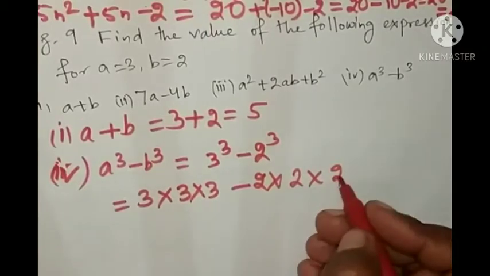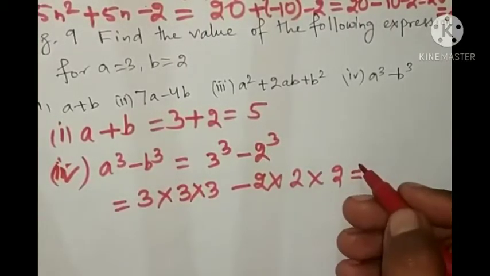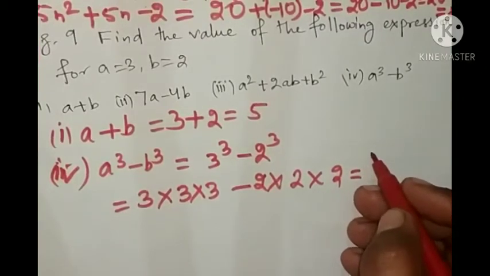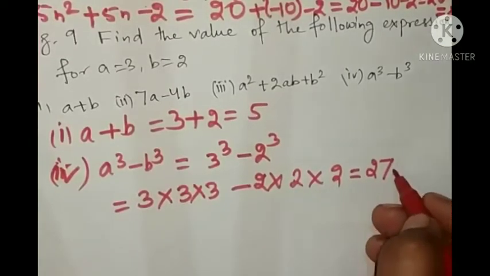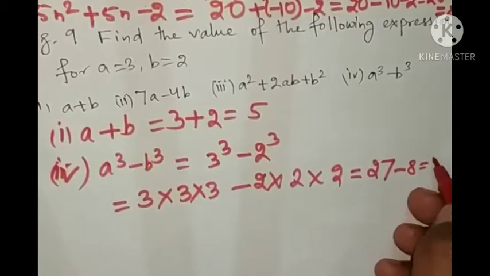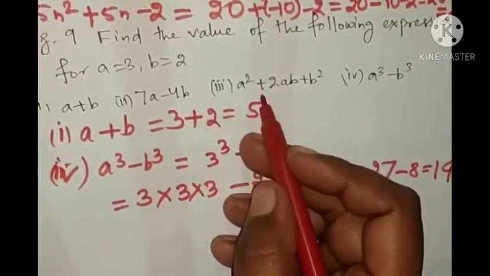So what will you find? 3 threes are 9, 9 threes are 27. And 2 twos are 4, 2 fours are 8. So 27 minus 8 equals how much? 19. This is the answer. Like that you will put the value.